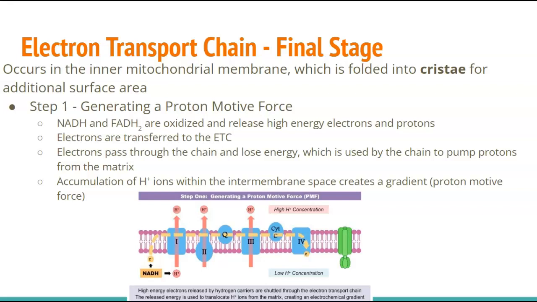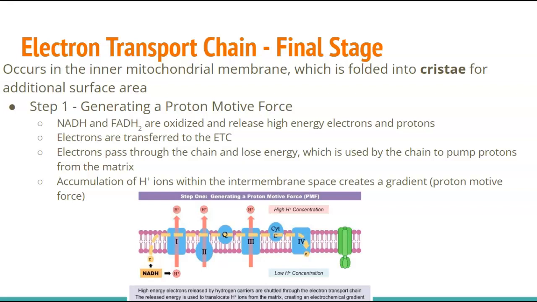So the ETC, electron transport chain, I will abbreviate it to ETC from here on out. The ETC is broken down into multiple steps. Step 1 is generating a proton motive force. And basically what this means is we need to set this whole process in motion. And the way that you do that is you take all of those NADHs and those FADH2s that were oxidized and release high energy electrons and protons.